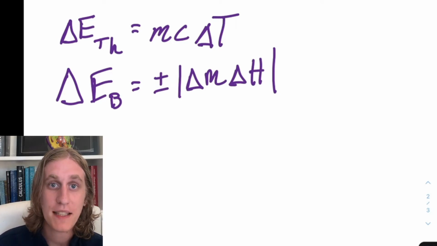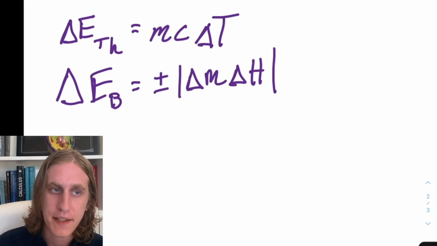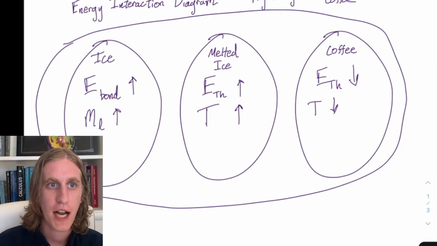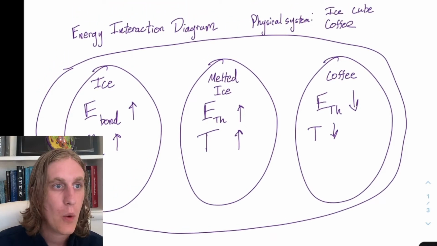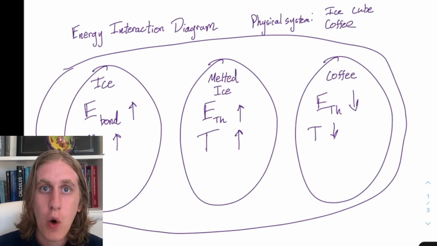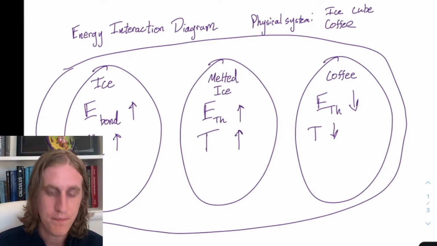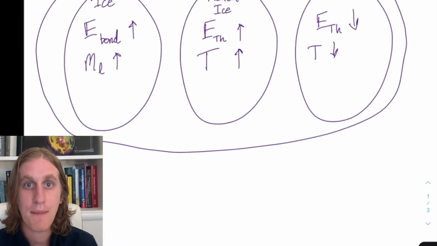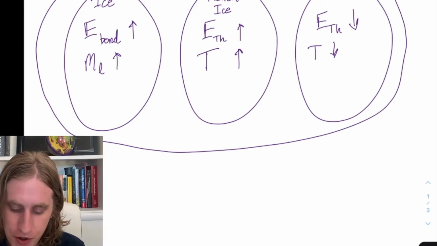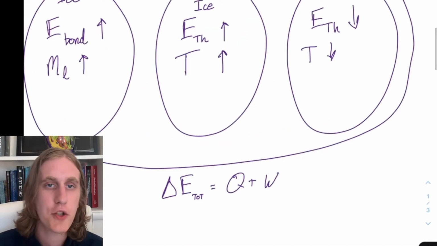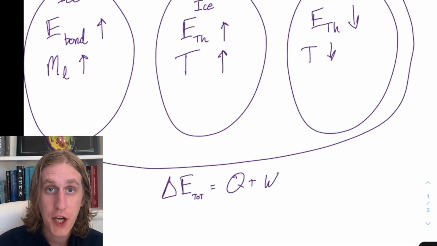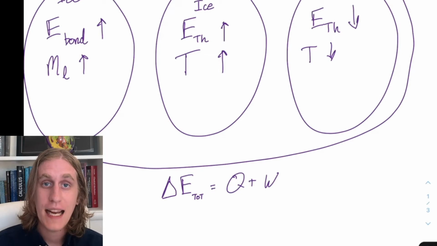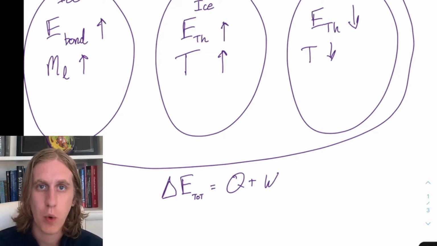Now that we've seen these basic equations, let's try to apply them to the case of the melting ice. Here's our energy interaction diagram from last time. We need to write an equation now for this process. So let's try to do that. Now, the first step in writing an equation in an energy interaction diagram is always the same. It just looks like this. This equation just says that the total change in energy for the entire system is equal to the heat plus the work.